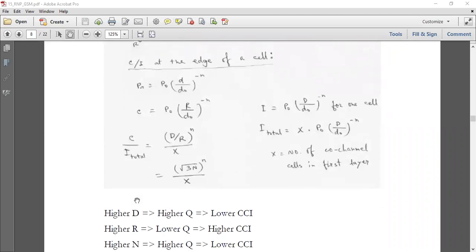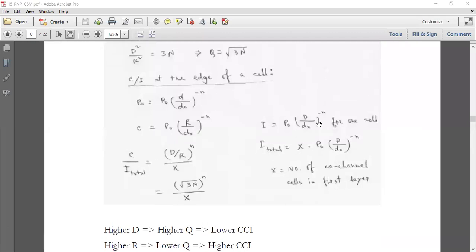Then C by I, if I calculate, we're just ignoring noise here. I stands for interference power, and C stands for carrier power. So the total I will be X times this value. Now, if you divide C and I, then you get this expression. So there's the value of our C by I, which is equivalent to the SINR that we have used in Shannon's capacity formula.